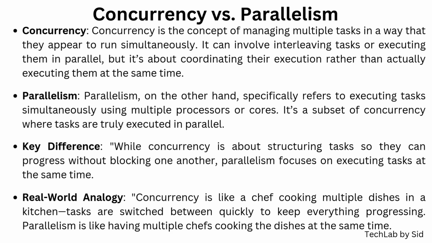Concurrency ensures that tasks flow smoothly, even on a single-core system, while parallelism enables real-time execution across multiple cores for faster results. Real-world analogy. To make it easier to understand, think of concurrency as a chef in a kitchen cooking multiple dishes. The chef switches between tasks, like chopping vegetables and stirring a pot, ensuring everything progresses smoothly without blocking each other. Parallelism, on the other hand, is like having several chefs in the kitchen, each cooking a dish at the same time. Both methods aim for efficiency, but concurrency focuses on task management, while parallelism is all about simultaneous execution.